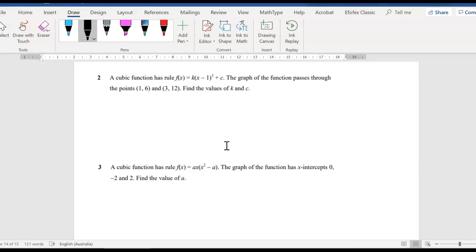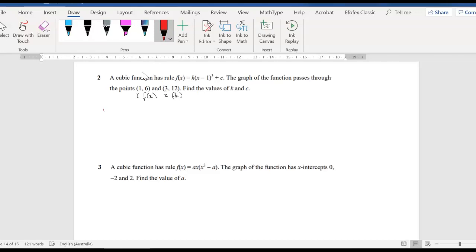Okay, question 2. A cubic function has the rule f of x equals k times x minus 1 cubed plus c. So this time we've got two unknowns. Usually the number of unknown variables you have, not including x and y, is how much information you need. So we've got k and c, so we've got 2 points here. Remember, this is the value of x and f of x, and this one is x, f of x. So we're going to set up two equations here.